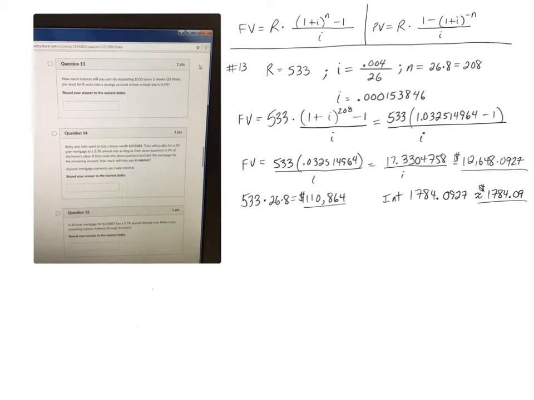So now we can move on to this other one, number 14. This one's actually pretty easy. It's just going to be a straight up following this formula.